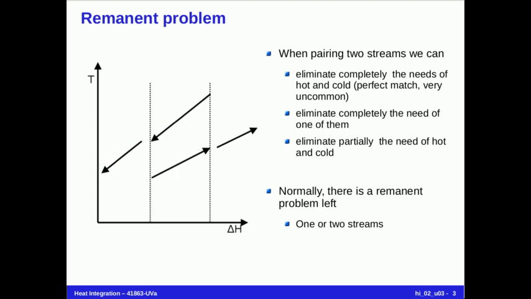Or the most common case is to eliminate partially the need of hot and cold. In this case, a chunk of every stream remains. Then, for the future, when you match two streams, a part of them is completely solved and forgotten, and there is a remnant problem, a couple of chunks of stream that remain.